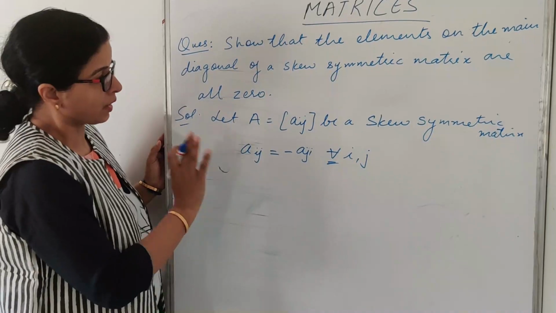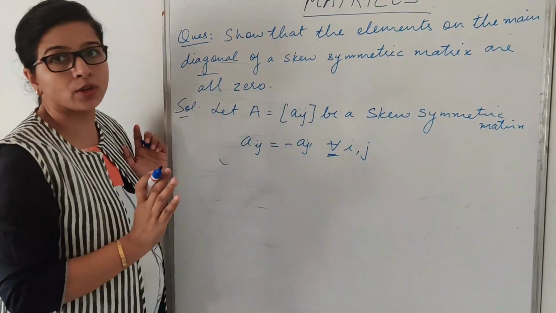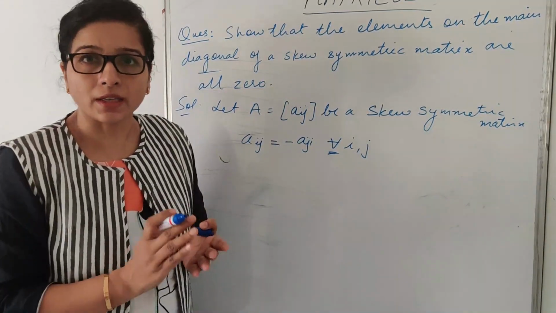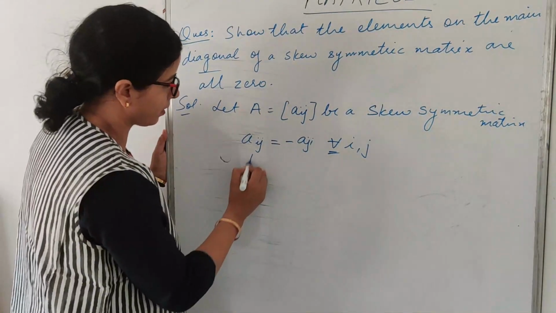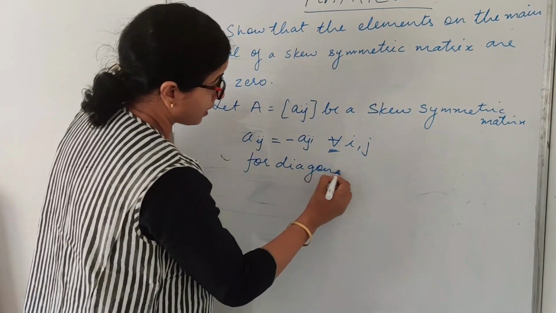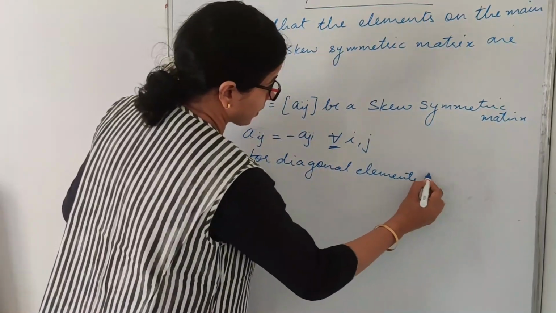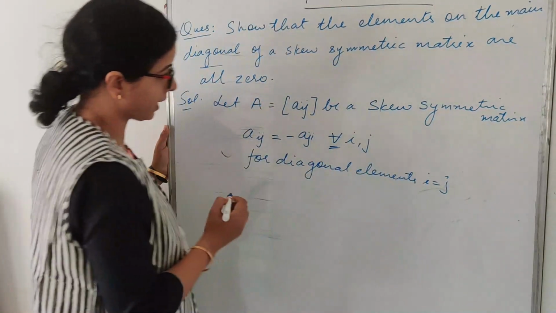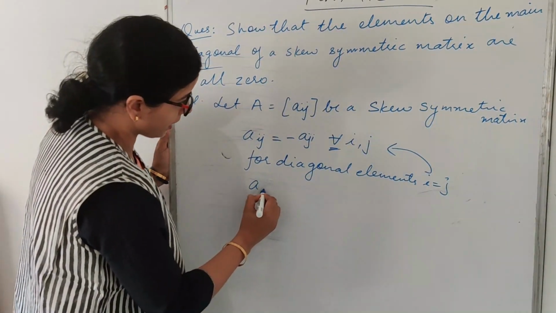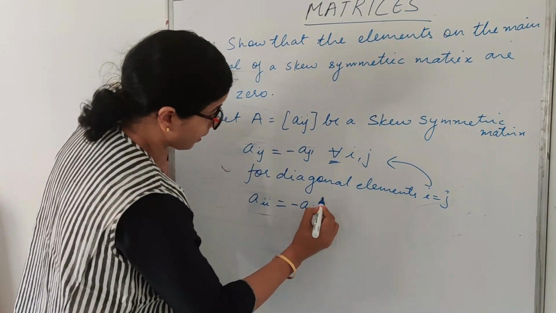Now we are saying that the main diagonal elements are 0. So in diagonal elements, what do we have? We have i is equal to j. For diagonal elements i is equal to j, right? So apply this here. What will you get? Aii is equal to minus Aii.